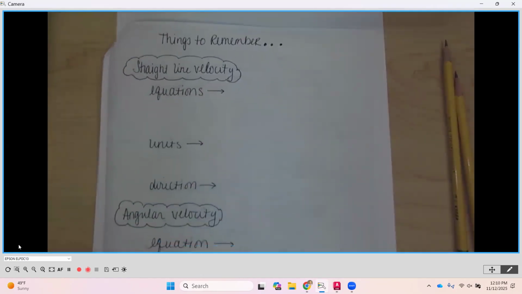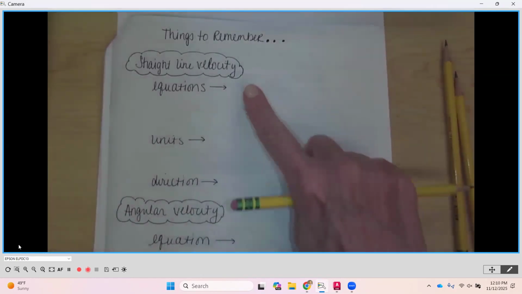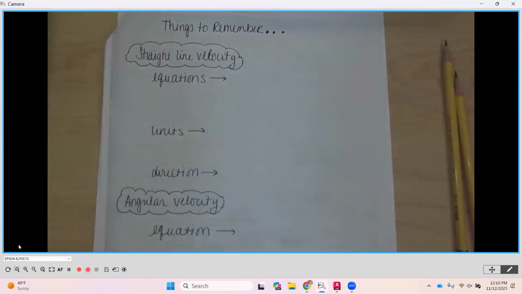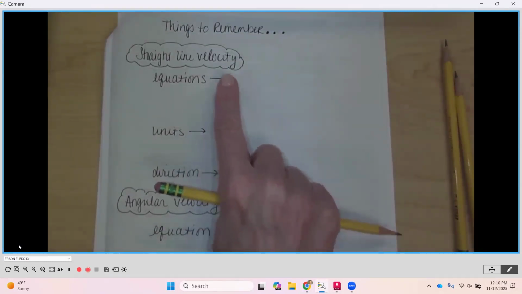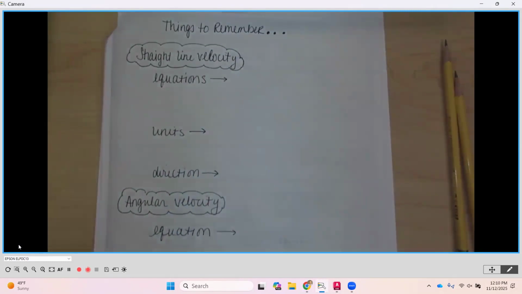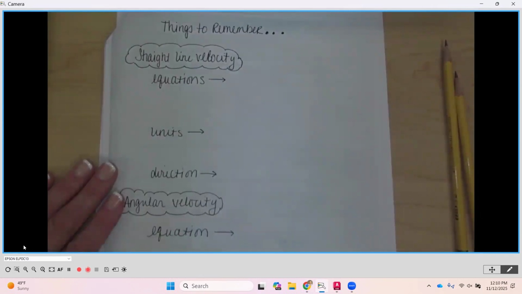So first of all, in the beginning of Chapter 6 here, or Module 4, we learned about the relationship between straight line velocity and angular velocity. And we saw that when we have members that rotate, they have angular velocity, but points along that member also have straight line velocity. And we can calculate both of them based on the information that we have about a problem.